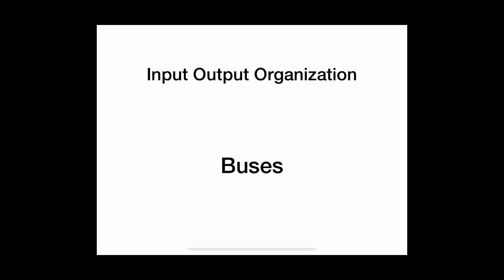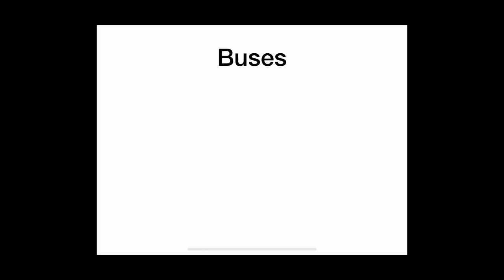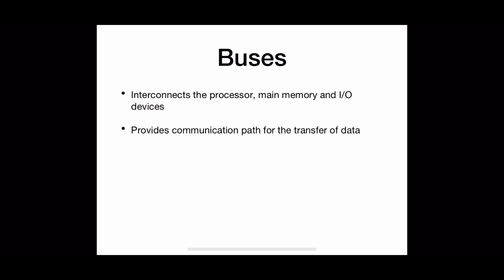Hello, welcome back. Today let us see in detail about buses. As you know, the processor, the main memory and various I/O devices are interconnected by means of a common bus. The main purpose of this bus is to provide a communication path for the transfer of data. Also, we have seen that a bus typically contains three sets of wires, right? One to carry the address information, another to carry data, and the third one to carry control information.